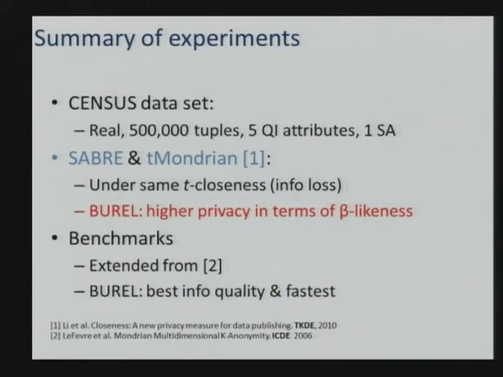Now I'm talking about the experiment. In our experiment, we adopt a census dataset, which is a real dataset containing 5.5 million tuples. It contains 5 quasi-identifier attributes and 1 sensitive attribute. We first compare our proposed scheme with 2 t-closeness schemes. The first one is called SABRE. SABRE is actually a scheme proposed by us. The second is t-Mondrian, an approach proposed by Professor Ninghui Li and his student.